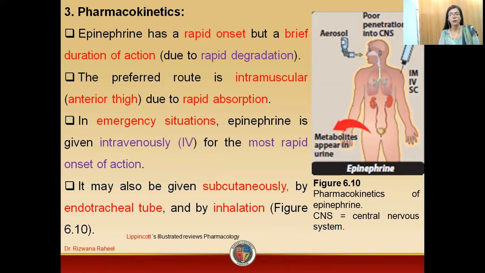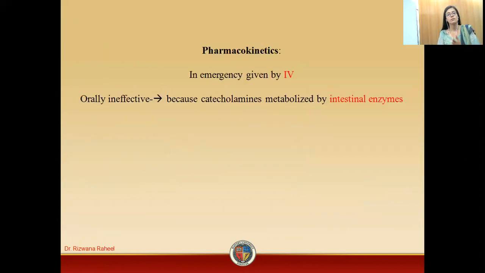You can give this drug intramuscularly. You can give it in emergency condition. We prefer to give it IV, that is intravenously, for rapid onset of action. You can give this drug subcutaneously. You can give this drug by endotracheal tube. You can give this by inhalation. So we have different routes of administration for epinephrine, but in the case of emergency situations, we will prefer the IV route.